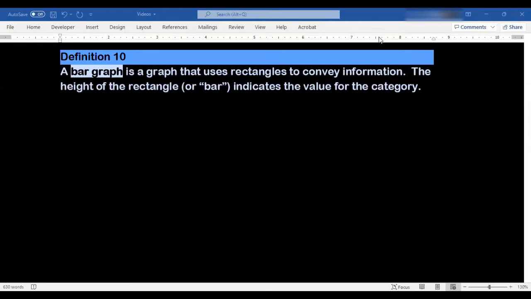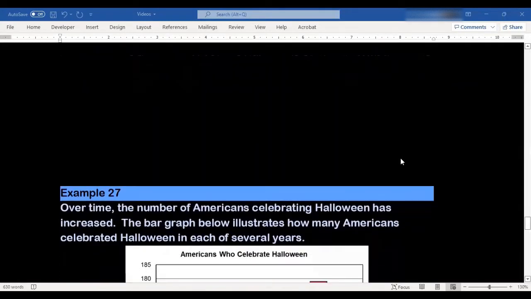Professor Rad here, and today we're going to talk about bar graphs that use whole numbers. A bar graph is a graph that uses rectangles to convey information. It usually has two axes, a horizontal and a vertical one. However tall the rectangle or bar is indicates the value for the category it represents. The best way to talk about a bar graph is by looking at one, so let's use it as an example.